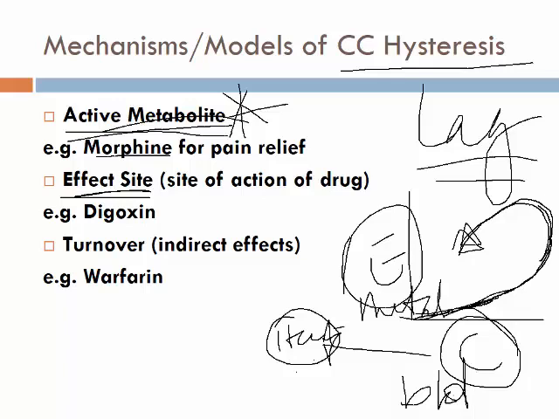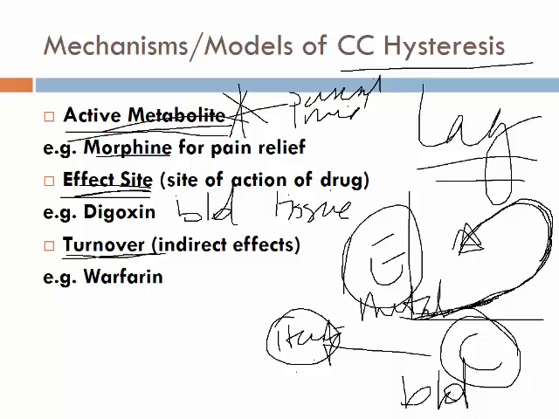Because in both of these cases, we're not measuring the right thing. We're measuring parent drug when we should be measuring metabolite. Here we're measuring blood when we should be measuring the tissue where the drug needs to be. In neither case are we going to be able to do either of those easily. That's why there's a lag.